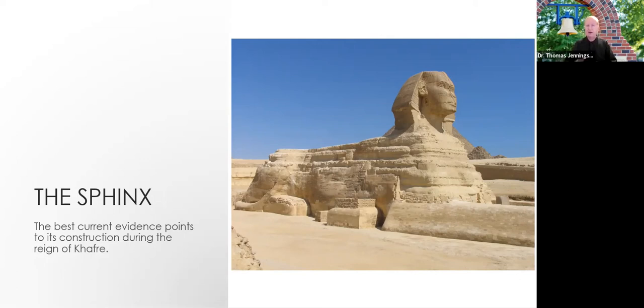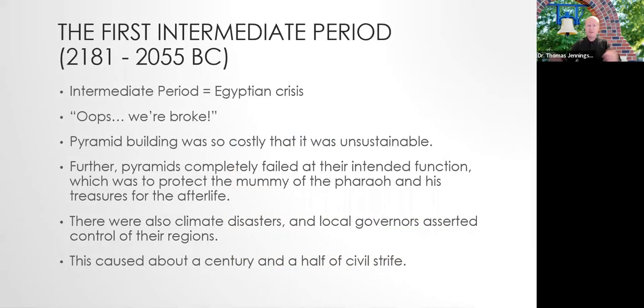So the Old Kingdom is a wonderful period, a golden age for Egypt, but it's going to end. And again, we said intermediate periods are crises. And so we end up in the first intermediate period, which lasted about 150 years. Again, intermediate period equals Egyptian crisis. What is the big crisis in Egypt? Oops, we're broke because we spent all our money on pyramids.